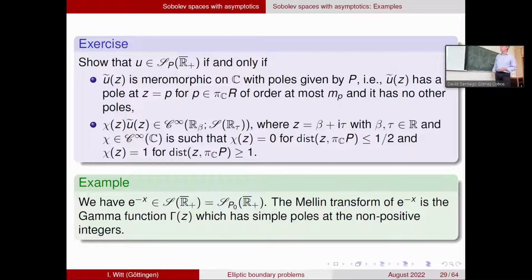And so here's an example. That is e to the minus x. It is a Schwartz function on the half space. It has a Taylor asymptotic, so it is in S_{P_0}. And the Mellin transform is the gamma function, which has, as predicted, poles at exactly the correct places: non-positive integers and simple poles. Now, this is an example, and that is just a generalization of that, if you like, for other asymptotic types.